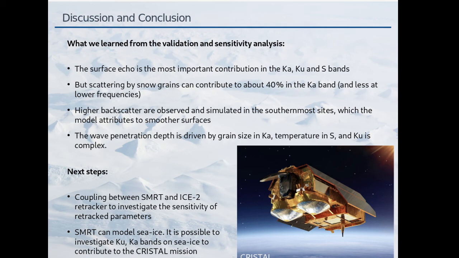We also have explored how the wave penetration depth changes as a function of the different parameters and the different frequencies. The next step of this work is to perform more detailed sensitivity analysis of the retracked parameters, especially the altitude, because this is in the end what we want. And because SMRT can model sea ice, it's going to be possible to investigate the benefit of using Ku and Ka band combination to estimate snow depth and sea ice thickness, and this is very important for the preparation of the Crystal mission.